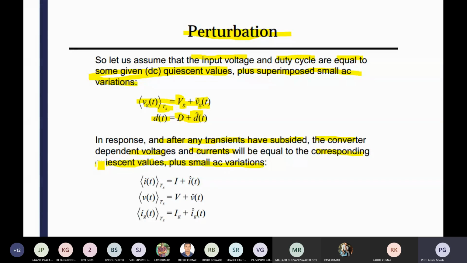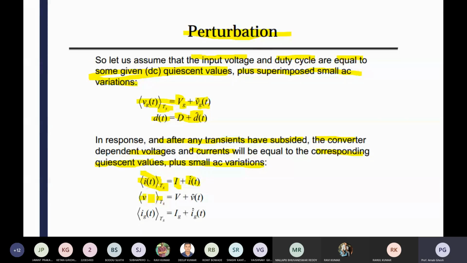So we just add those in that manner. So what is iL(t)? iL(t) means your inductor current, averaged over the switching time period Ts. It equals I plus the AC component: I is your DC steady state value, plus the AC component î(t).